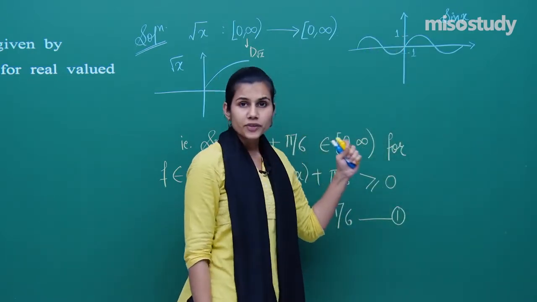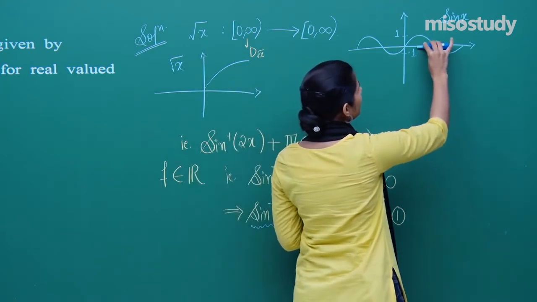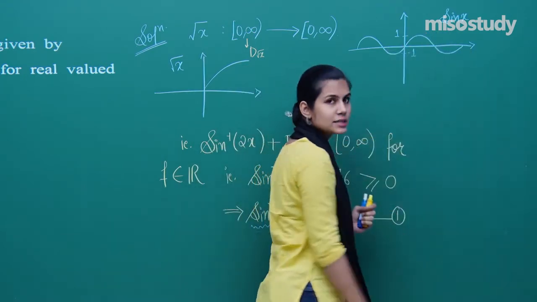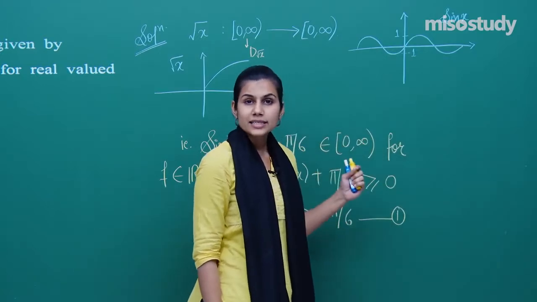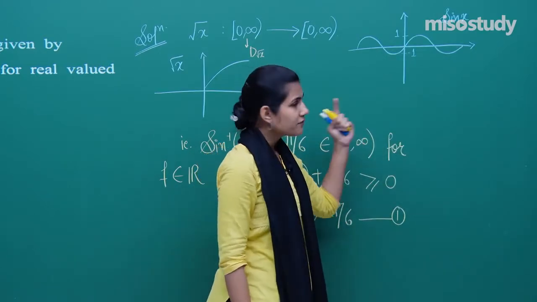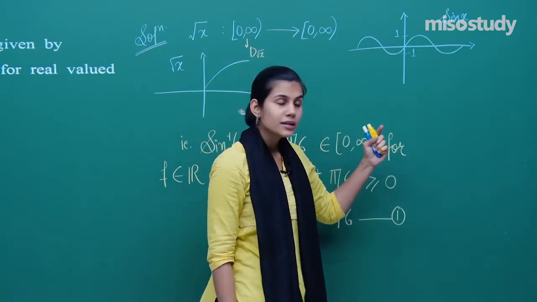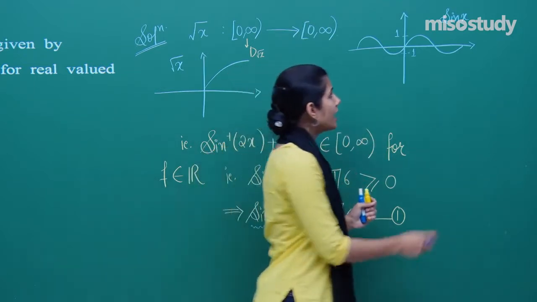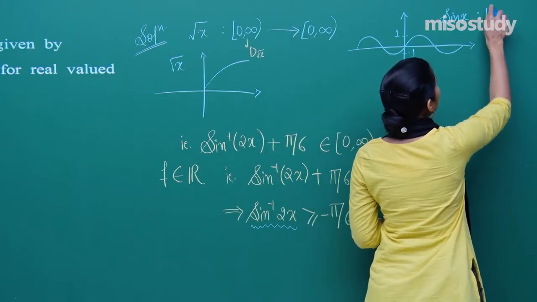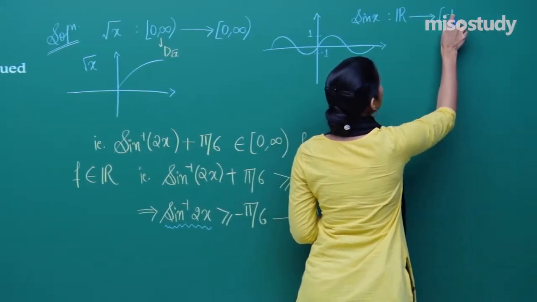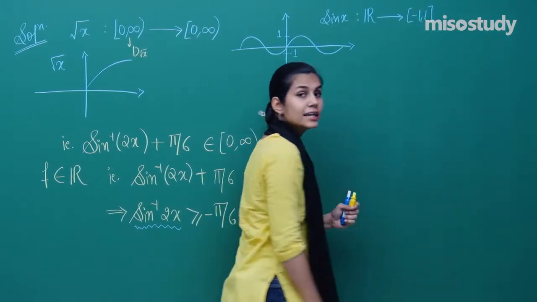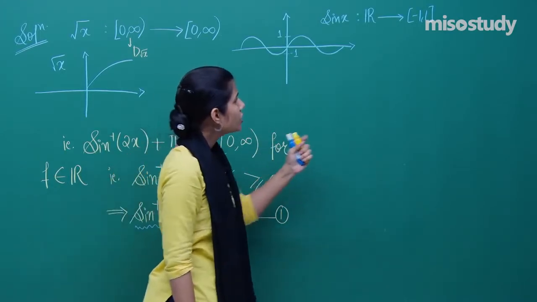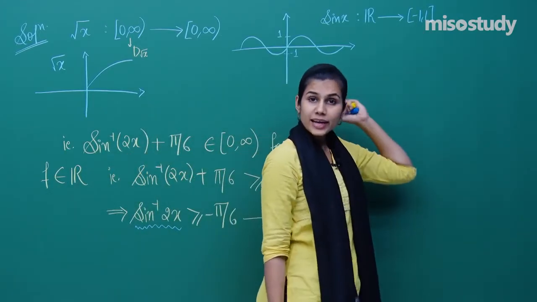Look at the height of the graph. The height of the graph above the x-axis is maximum 1 and below the x-axis the height is maximum 1. Below the x-axis the number it attains is minus 1, above the x-axis the number it attains is 1, and that is why the range of sine function is minus 1, 1. So I can say that sine x from R to minus 1, 1, which is the range of the sine function, is an onto function, because over here the codomain is equal to the range.